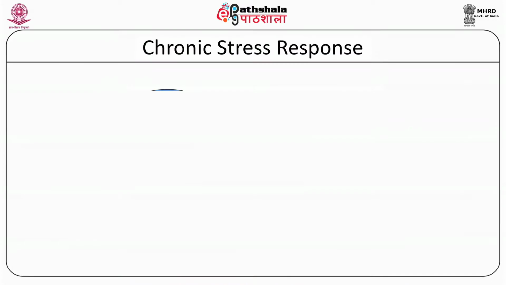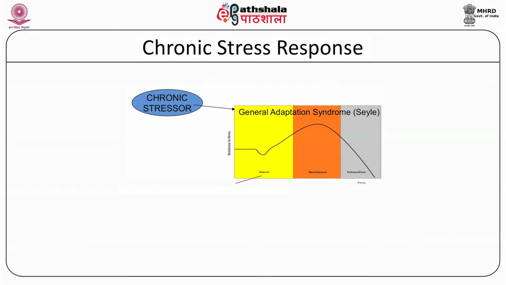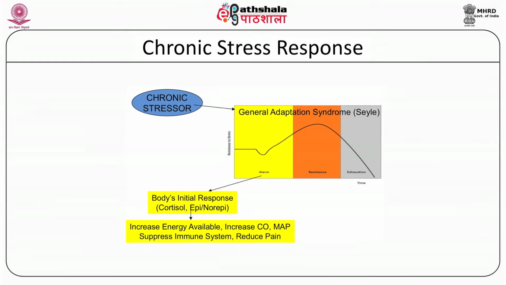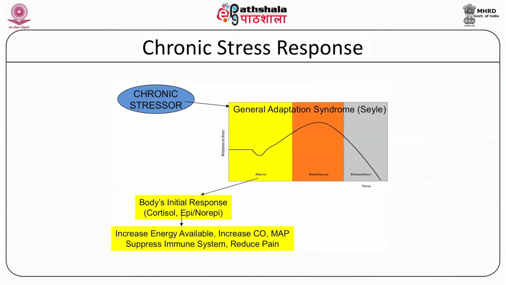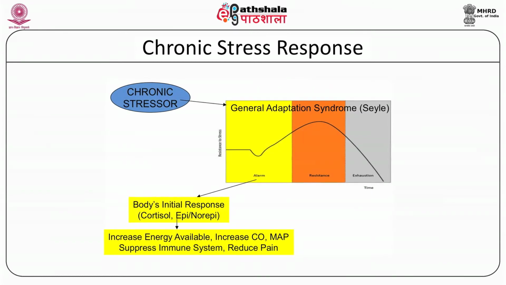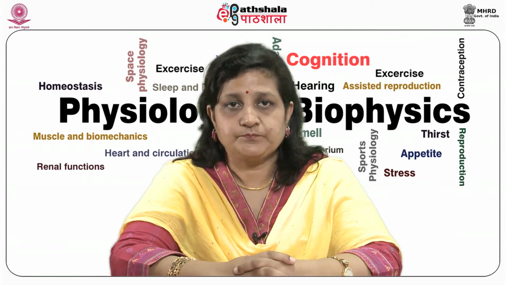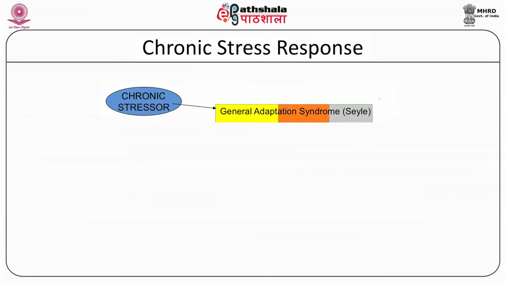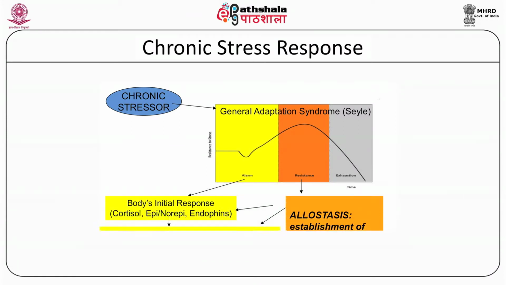Now, with the chronic stress response or the general adaptation syndrome, in the alarm stage the body's initial response is because of the release of the hormones cortisol, epinephrine and norepinephrine. What these hormones do is increase the energy available to the body, increase cardiac output and the mean arterial pressure, suppress the immune system and reduce pain. So it is good but only for a short time. Next comes the stage of resistance. If the chronic stressor or the chronic stress response persists, then there occurs the establishment of a new set point, which is called allostasis.